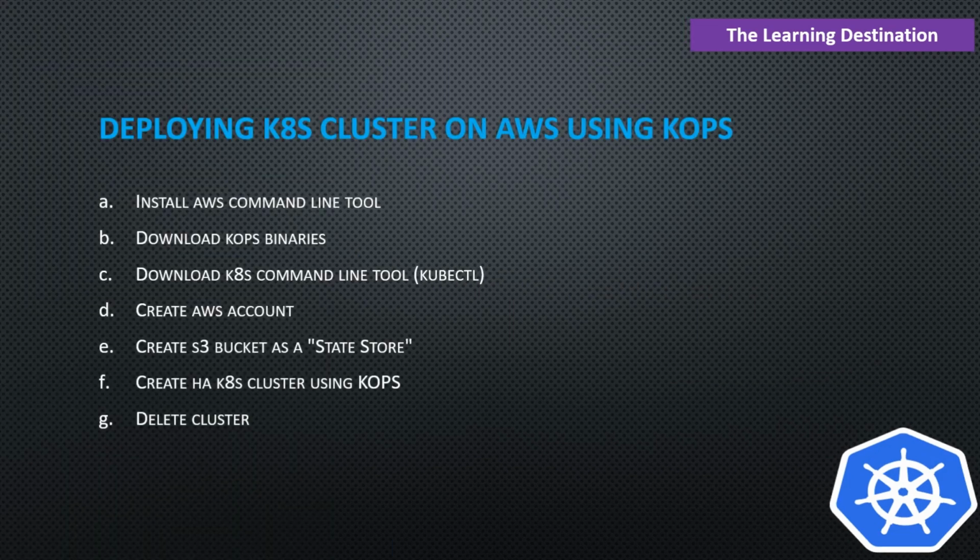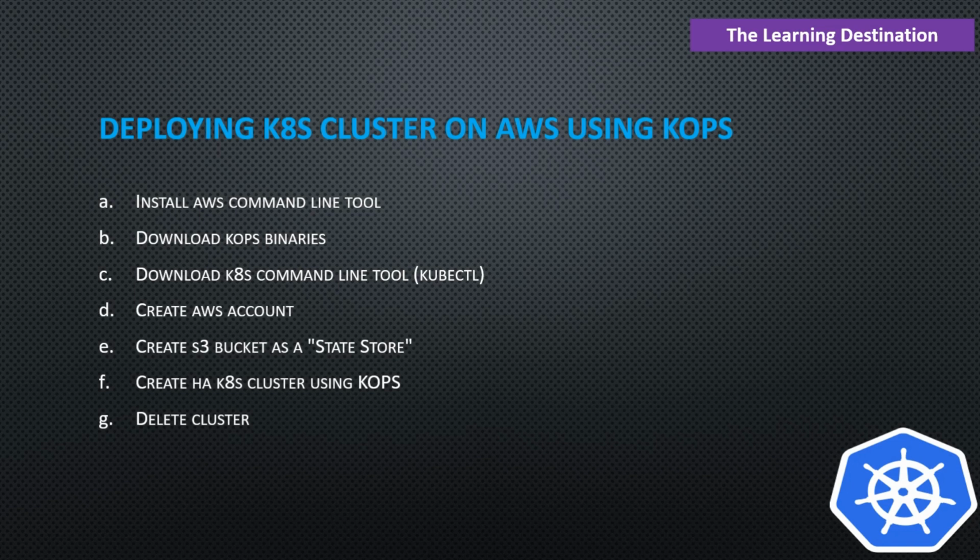So in these sections, firstly we will see how to install the AWS command line, and after installing it we also need an AWS free tier account, which I am going to cover in this section. And then how KOPS binaries can be downloaded, and how the Kubernetes command line tool like kubectl can be downloaded. Then we will create the AWS account.